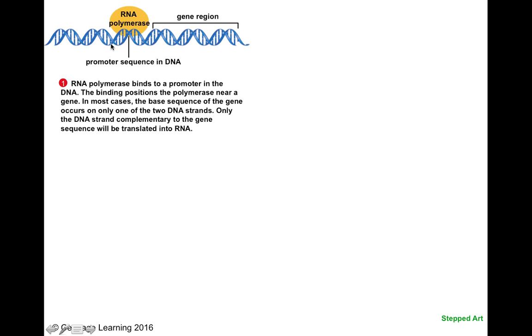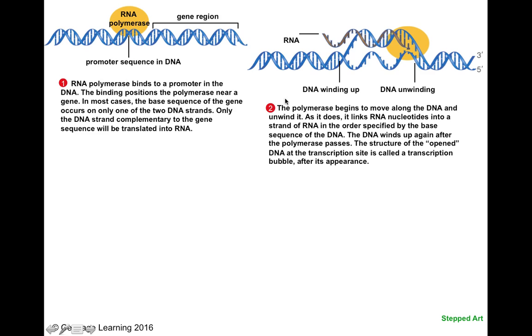Alright, so here's a cartoon diagram. We've got our double-stranded DNA. This region of the DNA is our hypothetical gene. RNA polymerase grabs onto a promoter before the gene. As the polymerase moves down the DNA, it unwinds the DNA. At the same time, it links these nucleotides into a complementary RNA strand. And after the polymerase passes by, the DNA goes ahead and bonds back together.